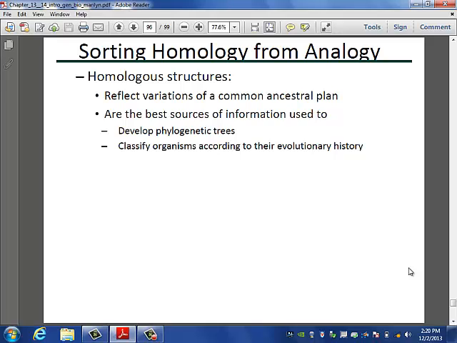So we look at similar structures, homologous structures. Homo means what? The same. So when we look at structures, we look at the same structures when we put different animals or different organisms in some of these different categories. They can reflect variations of a common ancestral plan and are the best sources of information used for developing that phylogenetic tree and classify organisms according to their evolutionary history.